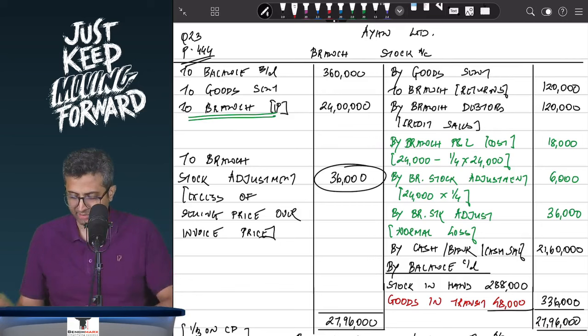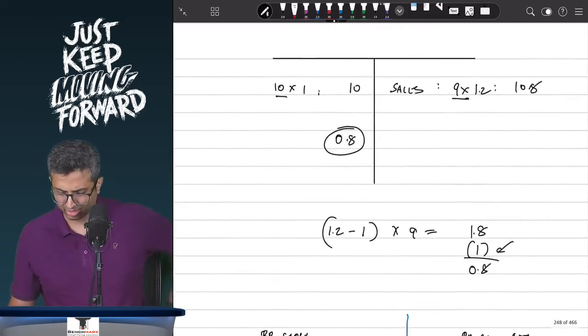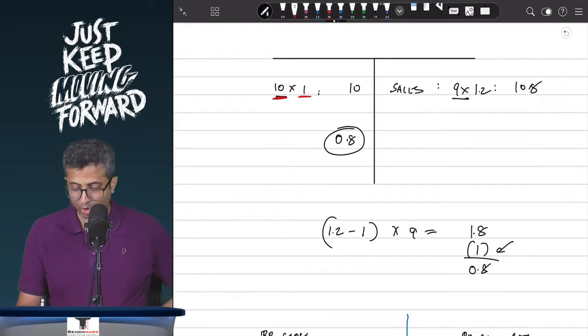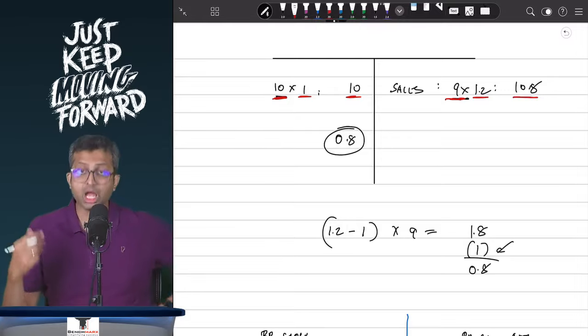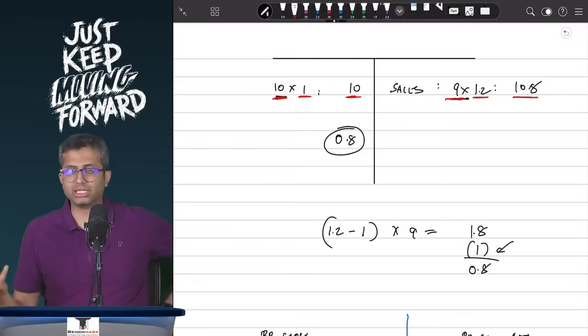is, for example, I think we have done a numerical over here. It's a little difficult to comprehend, but let's say you purchase 10 goods of 1 rupee, that is 10 rupees, that is your purchases. You sold 9 units at 1.2, and hence 10.8. Now ideally 1 unit is still remaining. However, what if it is lost? Then there is no closing stock.